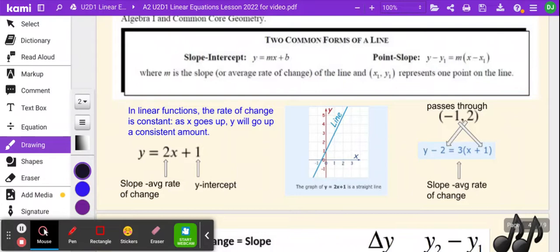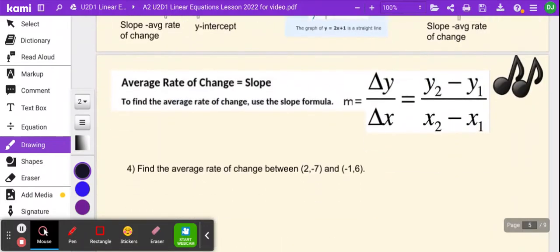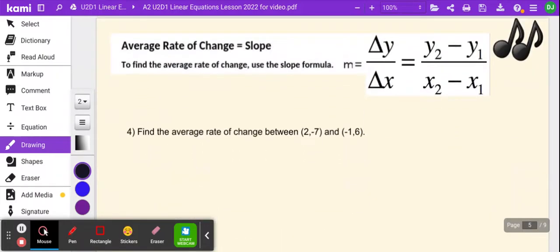What's the difference? Well, one uses the slope and the y-intercept. I would have to know the y-intercept, and you can see that in our example. The other one is I have to just know the slope, but just any old point that's on the line. And let's not forget, that's a fancy way of saying slope is average rate of change. So when you're asked to find the average rate of change, it's the same thing as the slope formula.